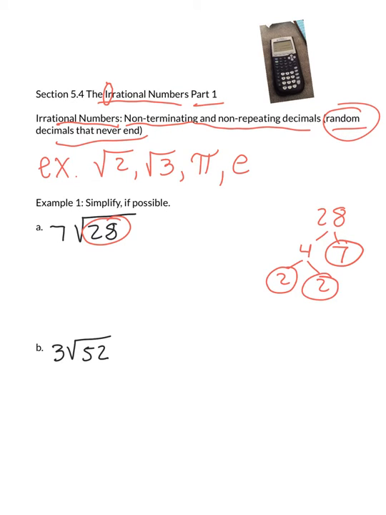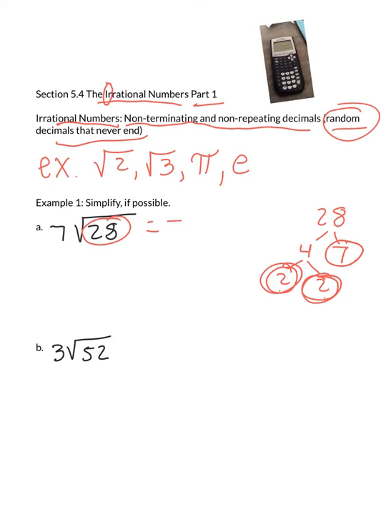So I could rewrite 28 as 2 times 2 times 7. I only look at the circled prime numbers, is all we care about. And how we know we can go further, we can simplify this, is if we have a matching pair of the same number in the factor tree. And I do. I have a matching pair of 2's. So that means, unfortunately, we can go further.